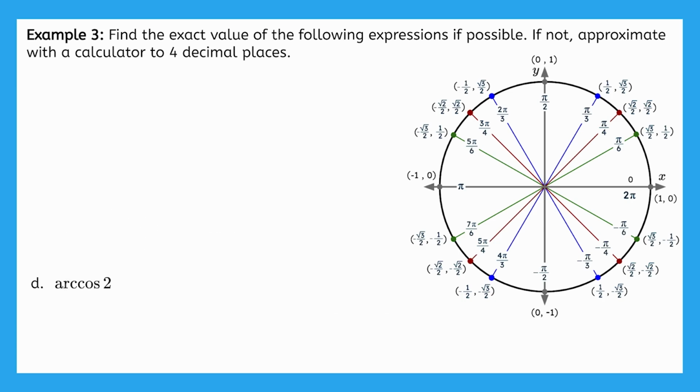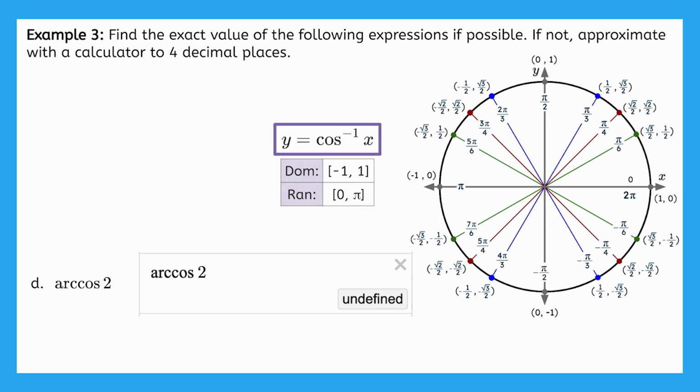Lastly, let's look at arc cosine of 2. You might have tried to put this one in the calculator and noticed that you got undefined. Why does this happen? Well, this expression has a huge problem, considering what the domain of inverse cosine is. Inverse cosine only accepts inputs in the interval -1 to 1 inclusive, which makes sense because those are the rightmost and leftmost x-coordinates on the unit circle. Since 2 is outside this domain, arc cosine of 2 is undefined.